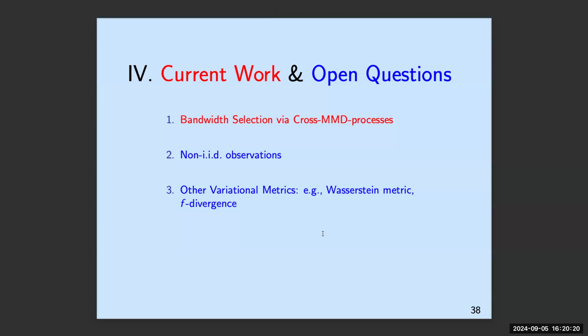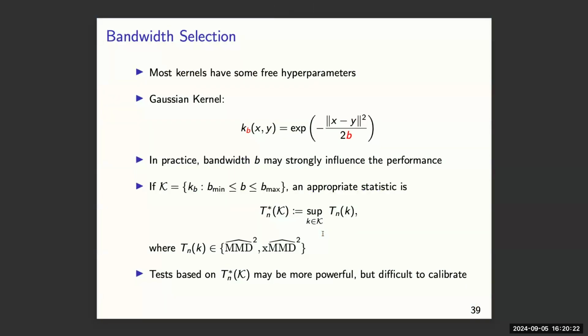So I'll just end very quickly by talking about the problem of bandwidth selection. As I mentioned, most kernels have some free hyperparameters. For example, the Gaussian kernel has this scale parameter, or the bandwidth parameter. And in practice, the performance of the test will strongly depend on this scale parameter. So here's one way we could think of addressing that.